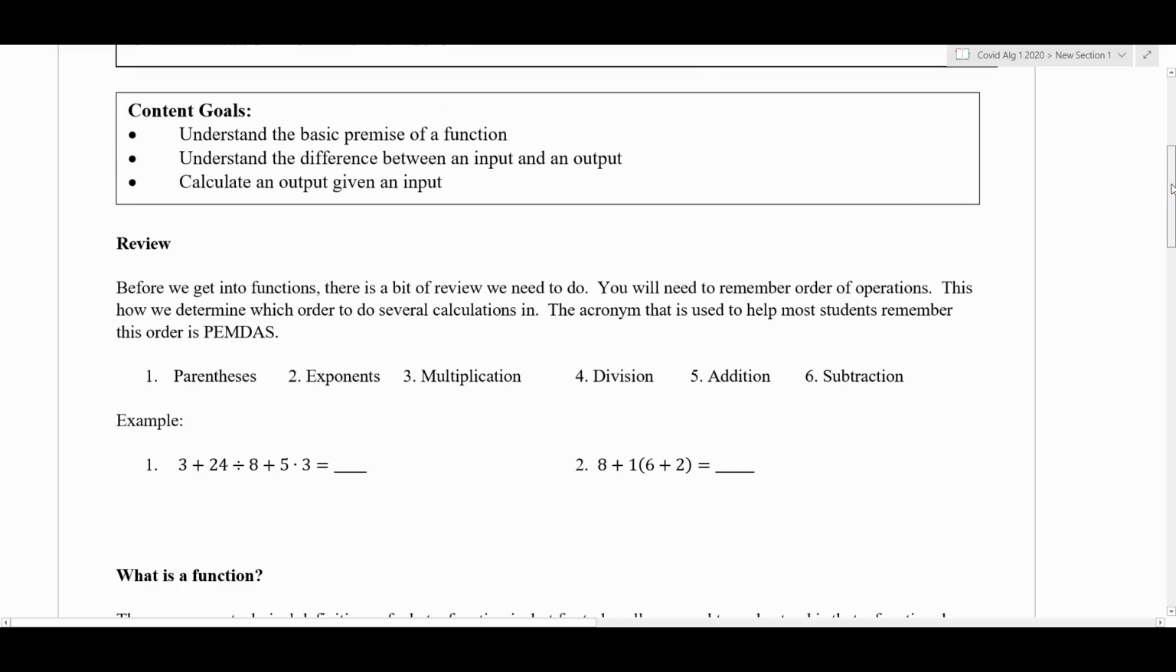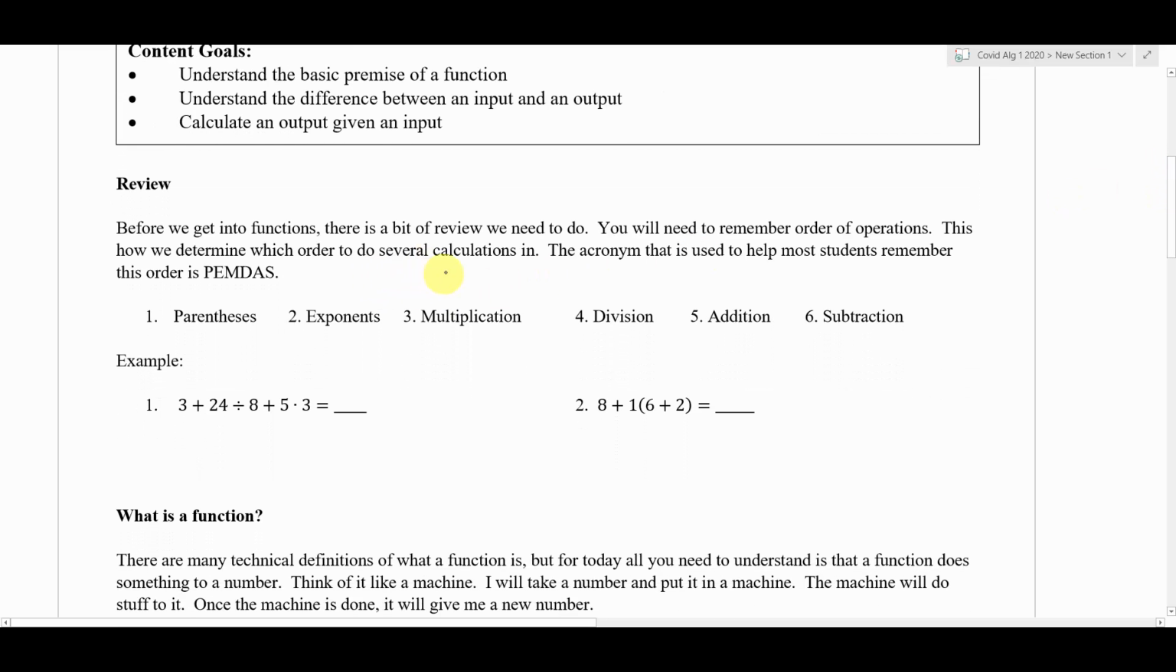Now, before we get into functions, there is a bit of review that we need to do, and I need you guys to remember your order of operations, right? So this is how we determine which order to do several calculations in. The acronym that has probably been used in the past to help you remember the order is PEMDAS, right? So parentheses, exponents, multiplication, division, addition, and subtraction. So when we see a problem like this here, number one, we see a lot of different operations. We see addition, we see multiplication, we see division, and the order of operations tells us what order to do those things in.